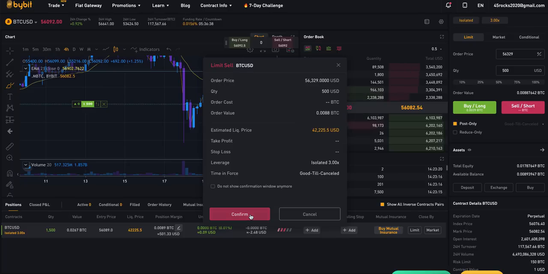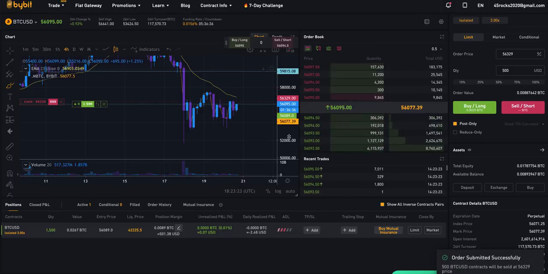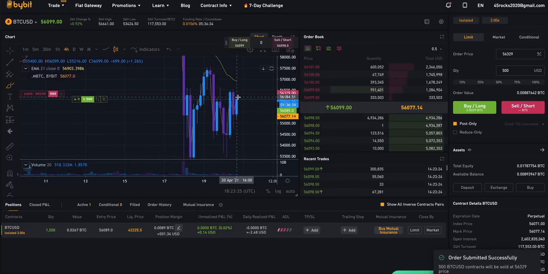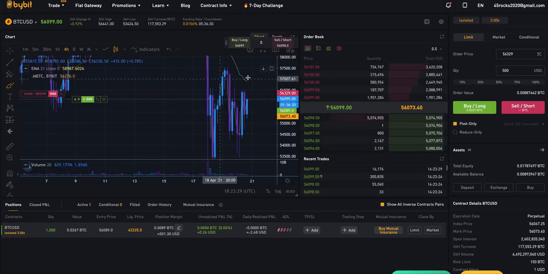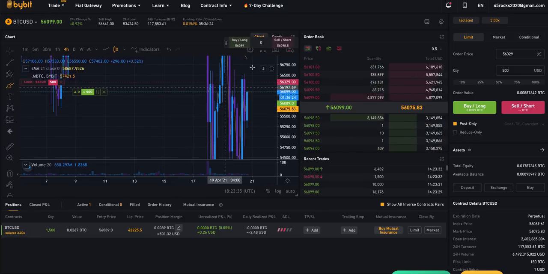And what this will do is post, as you can see, a limit order at the price I want to take partial profit at. And when Bitcoin gets here, I'm going to sell $500 worth of Bitcoin at that higher price, and I will take out 1/3 of my profit. And I can keep doing this the whole way up.